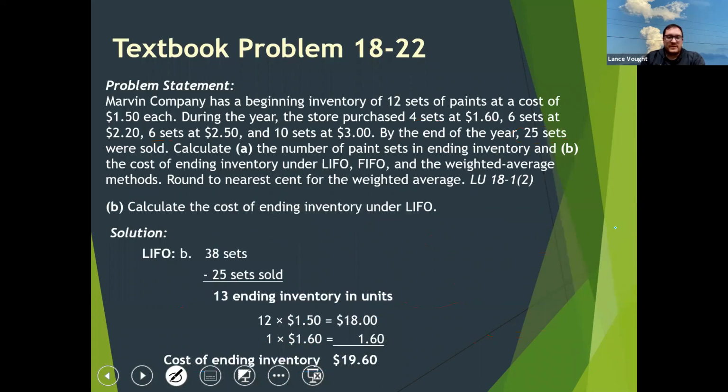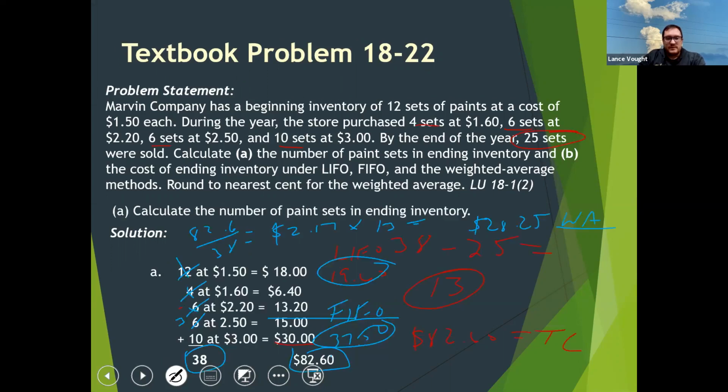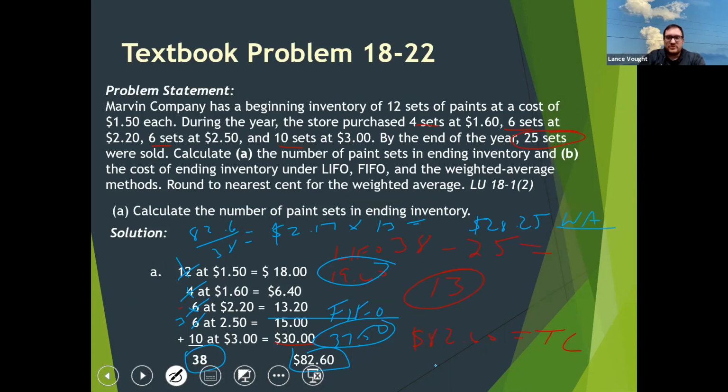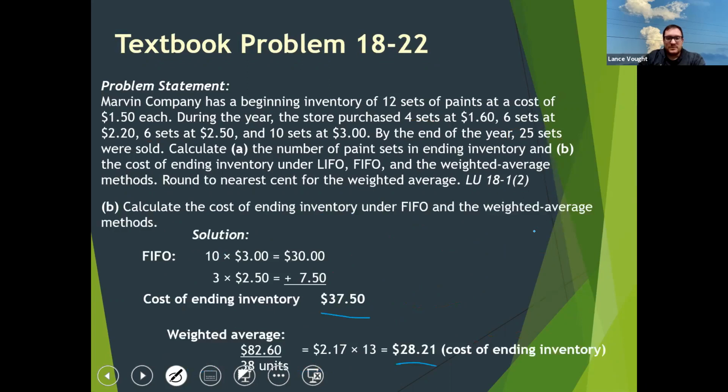So we can confirm that with the next one. So we have 19.60 using the LIFO method as I demonstrated before. 13 units left over, and then you go off of the ones that are still left from the beginning. The next step was FIFO. We got 28. Did I do this wrong? No, we did it right. It's up here, 37.50. Weighted average is 28.21, which is, I guess I was off by a few cents. Maybe I rounded up a bit, but still close enough.